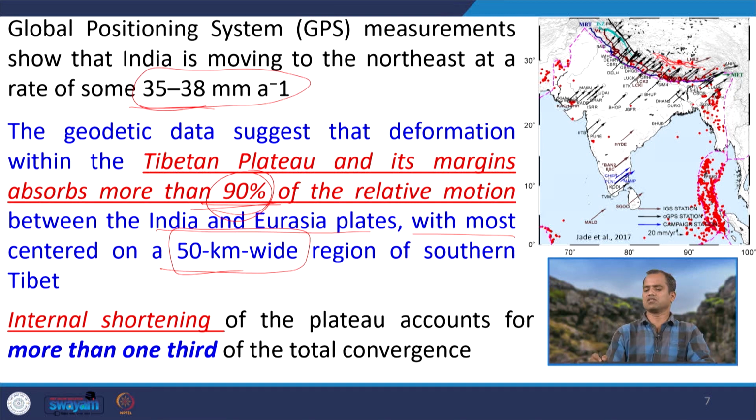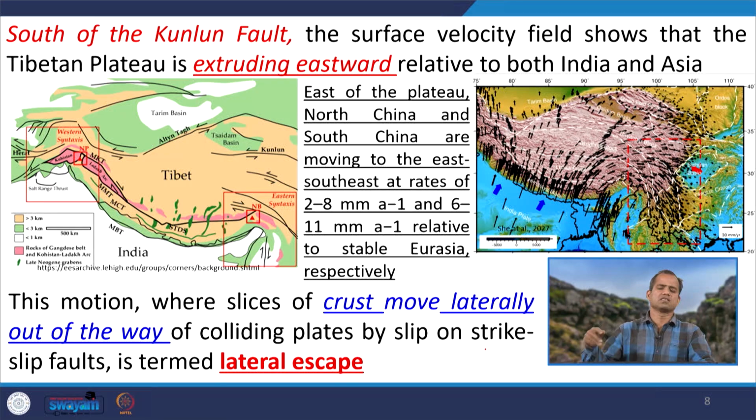So, deformation is more intense, and this movement around 4 centimeter per year creates internal shortening of this plateau, which accounts for more than 1/3 of this total convergence. And south of this Kunlun fault, if you see this geological map, the surface velocity field shows that the Tibetan plateau is extruding eastward relative to both the Indian and Asian plate.